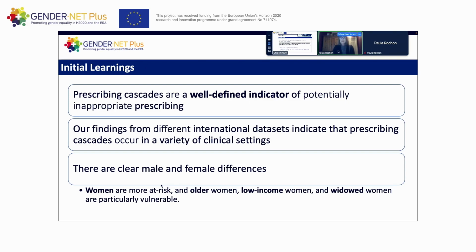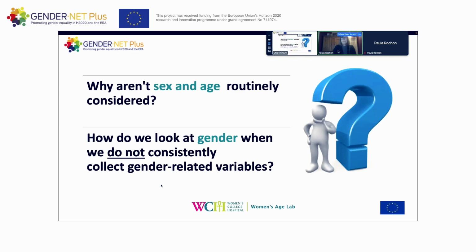Prescribing cascades are well-defined indicators of potentially inappropriate prescribing, very important for older people because this can lead to harm. And our findings from different international data sets indicate that prescribing cascades occur in a variety of clinical settings and that there are differences between males and females. Women are more at risk, and older women, low-income women, and widowed women are groups that are particularly vulnerable.